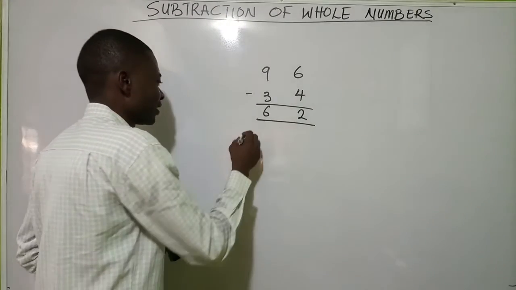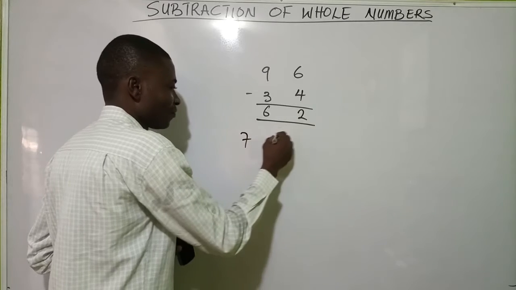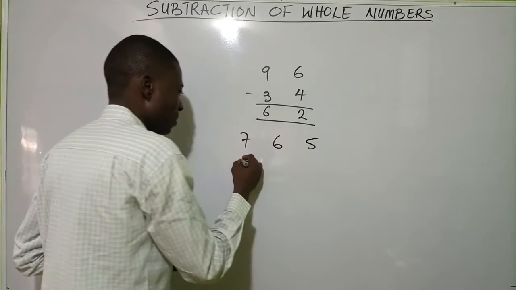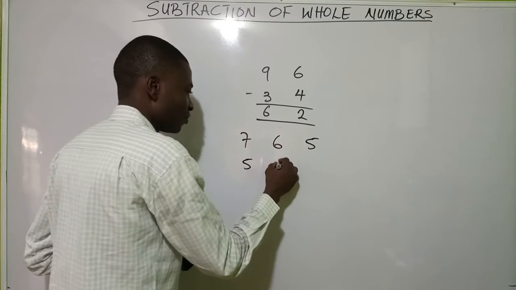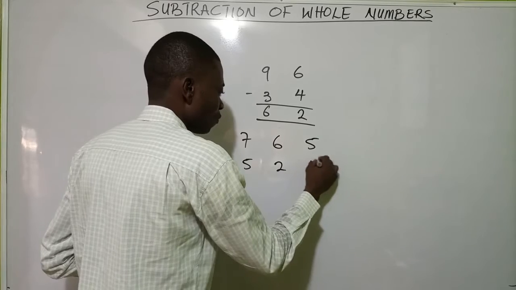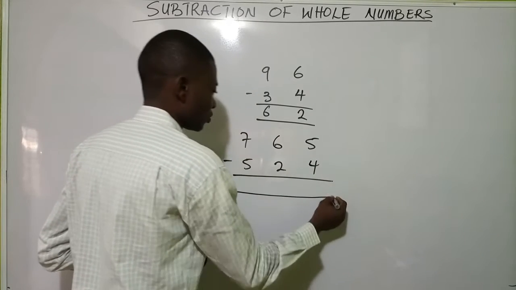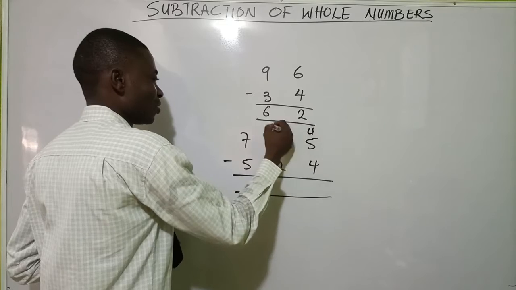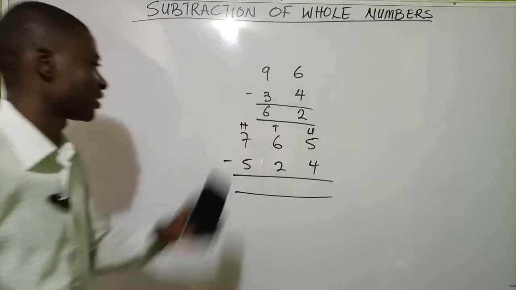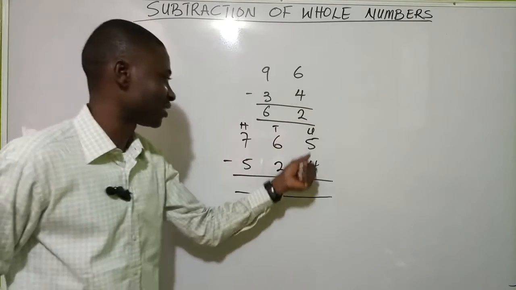Maybe we have like 3 digits. Let's take for instance another one again: 765 minus 524. So something like this. We have our units, we have our tens, we have our hundreds. Simple as this. We subtract this.